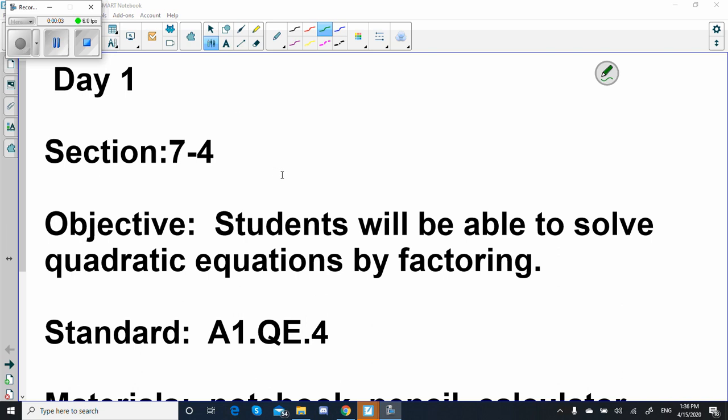Good morning, this is Mrs. Tellas. We're going to be doing section 7.4 today, and we're going to be solving quadratic equations that are already in factored form. We're also going to be starting our factoring journey looking for the GCF, or the greatest common factor in a quadratic, and then solve from there as well. So we're going to do two different things here on 7.4.